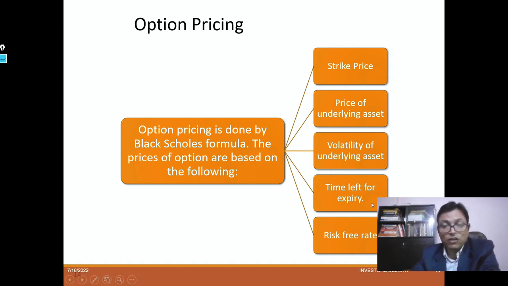Then time left for expiry, so if we have a contract, what is the expiry date, that is important. Then the risk free rate prevailing in the market. So all these factors, when combined together and put into a formula, lead to option pricing, that is done by the Black-Scholes formula, and the prices of options are based on the following.